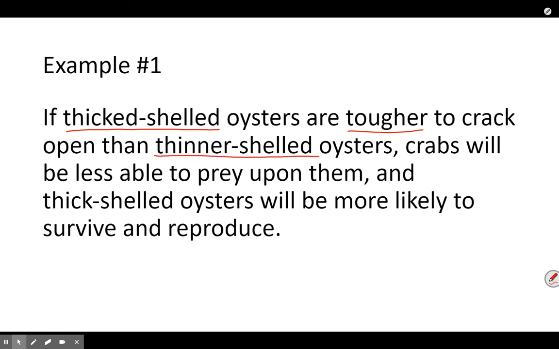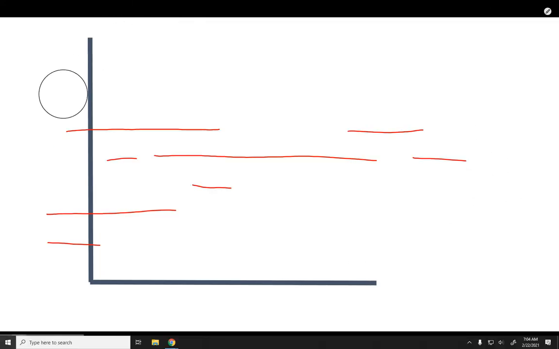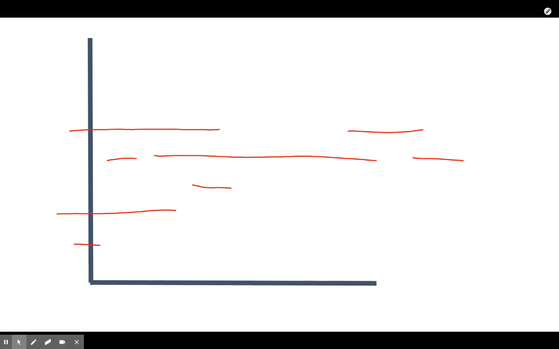Now, we also have thinner-shelled oysters, and it says than, so we know that thinner-shelled oysters are going to be weaker. We also understand that crabs are going to prey on them. So we're going to actually see more likeliness of thick-shelled survival. So if we put this into graph form, we're going to get something like this.